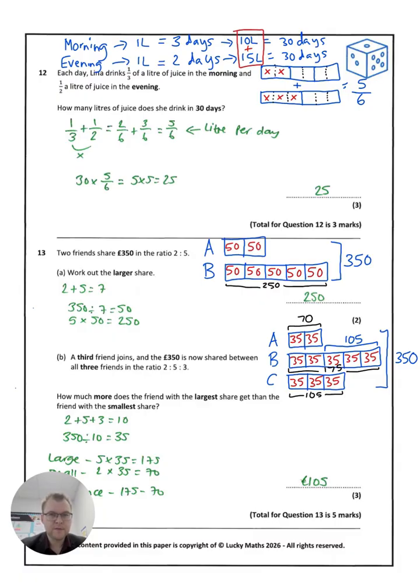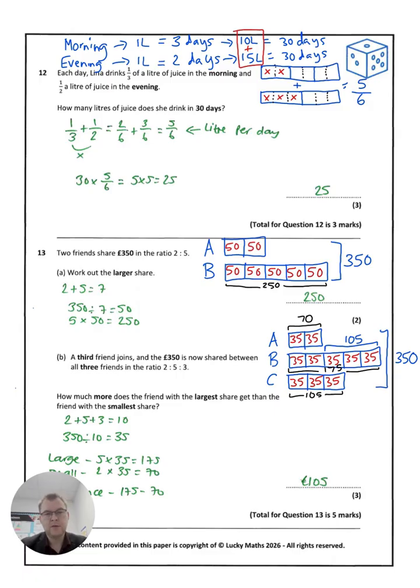But with fractions, what I've tried to do here is simulate the fraction by looking at it visually. What is a third of a litre going to look like? I've split it into 6 parts, which means 2 out of 6 on the top row. And then we've got half a litre, which is 3 out of 6 for the evening. So one way of looking at it is that there's 5/6 of a litre being drunk every day. And then you could times that by 30 days, I guess, to end up with 25.